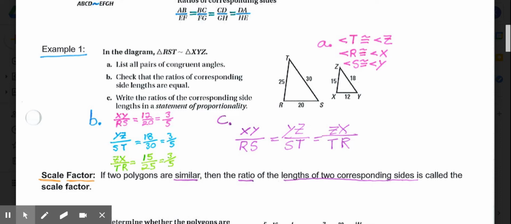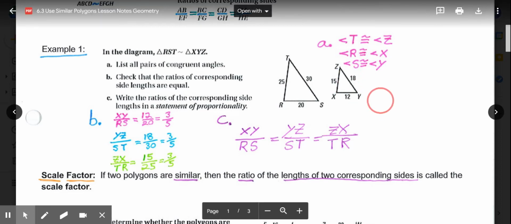Then in B, it says check that the ratios of corresponding side lengths are equal. So what we want to do is you want to select one side off of one of the shapes. So in this case, I'll use XY. And that I'm going to put over its corresponding side of RS. So XY over RS is 12 over 20, which simplifies to 3 over 5.